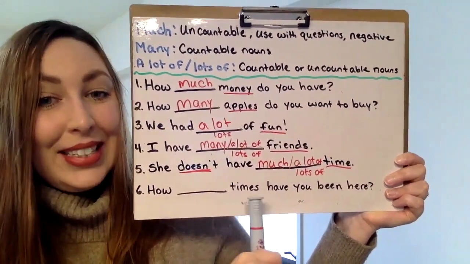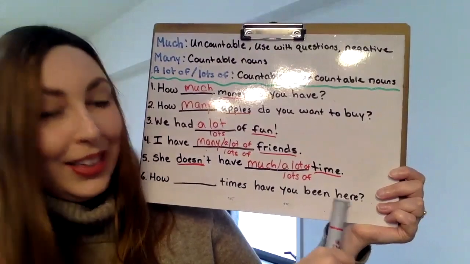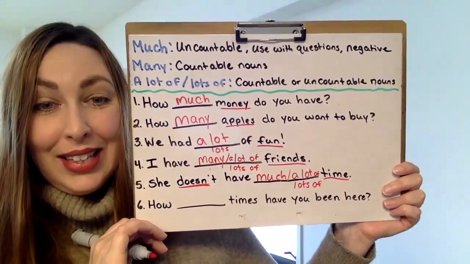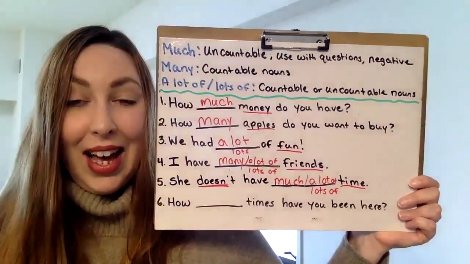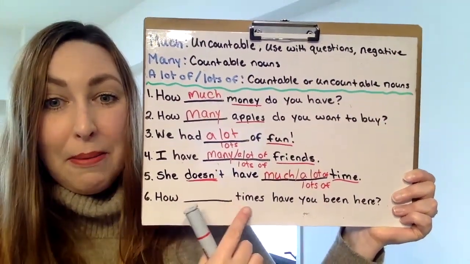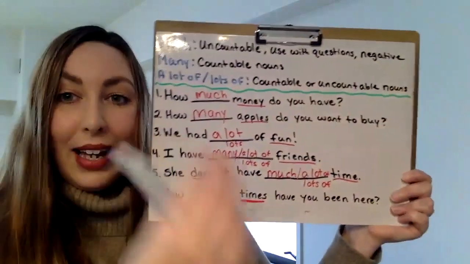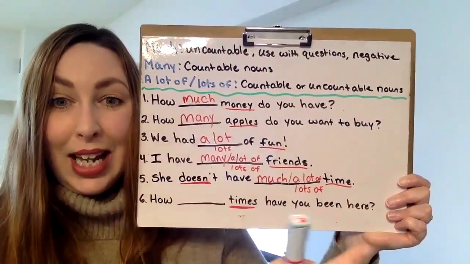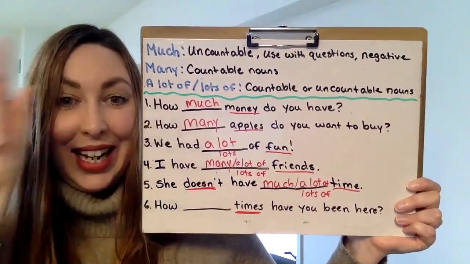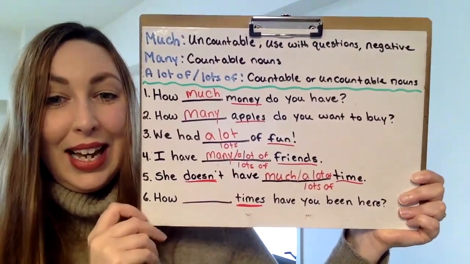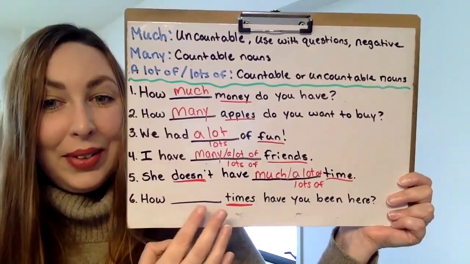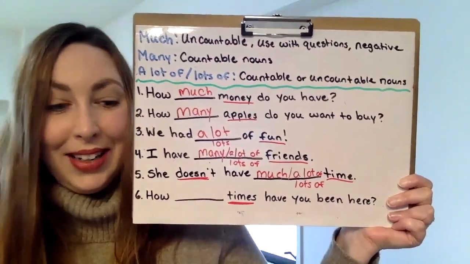Okay, last one, number 6. How times have you been here? Ooh, tricky, since I just said time was uncountable. So when we're talking about time, minutes, hours, this time is uncountable. But when we talk about 1 time, 2 times, 3 times, going somewhere or doing something, not about clock time, we can use it as a countable noun. A little bit tricky.